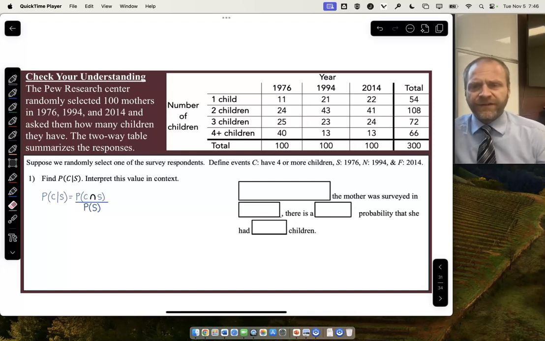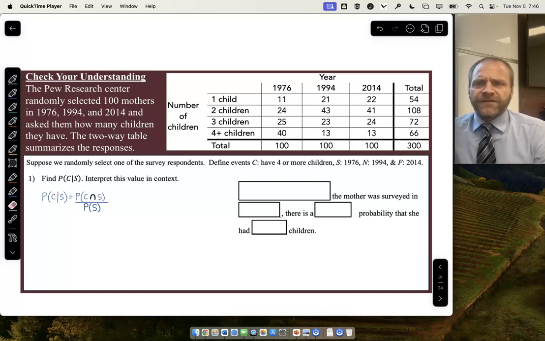So one last example to get us through. The Pew Research Center randomly selected 100 mothers in 1976, 1994, and 2014 and asked them how many children they have. This two-way table right there represents the information.